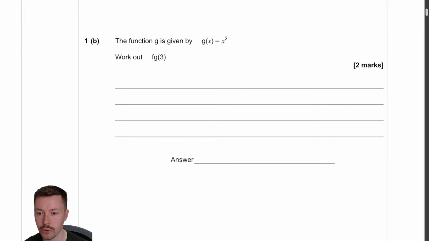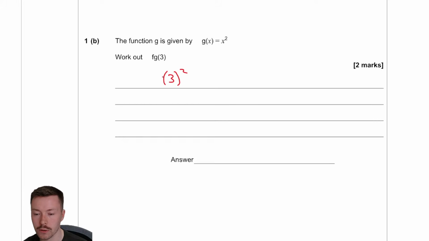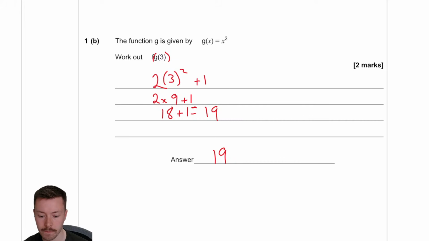Next question, we've got f of g of 3. For that, we are going to put 3 into g first of all, and then into f. So we are going to do 3 squared, and then we're going to do 2 times that plus 1, because it's almost like you've got brackets here. So 3 into g and then put your answer into f. So 2 times 9 plus 1, 18 plus 1 equals 19.